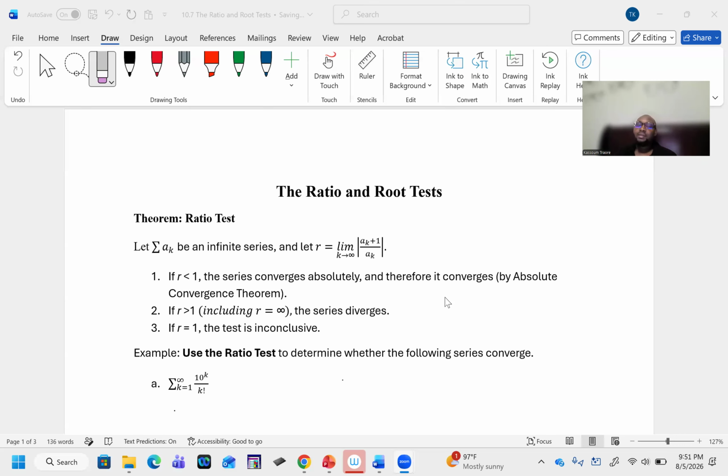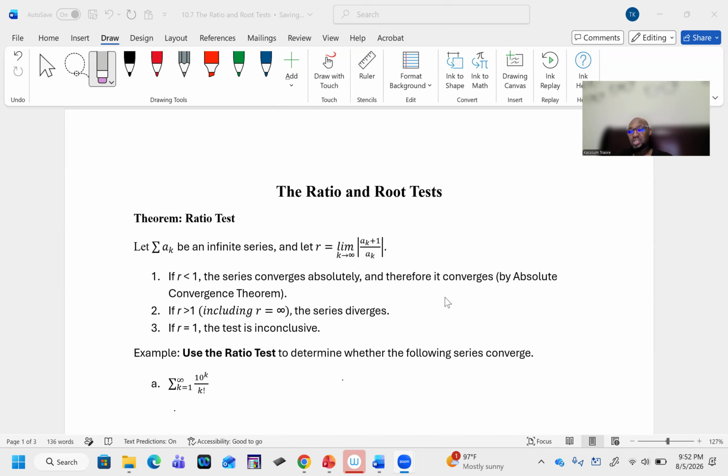Hello everyone, welcome back. In this section, we'll talk about the ratio and root test. Okay, so we can say we have learned a lot about the divergence and convergence of series, right? The tests we have developed so far to determine whether a series converges are powerful, but they all have limitations.